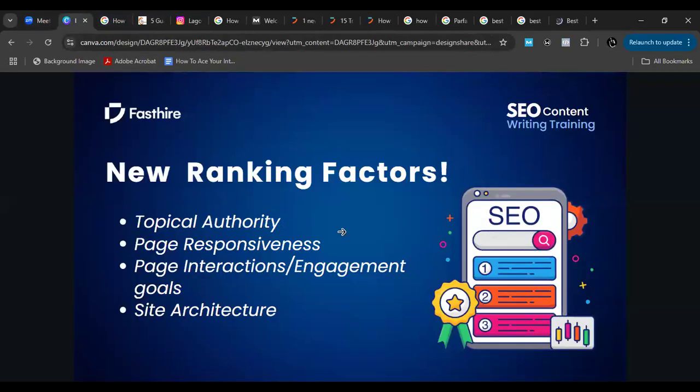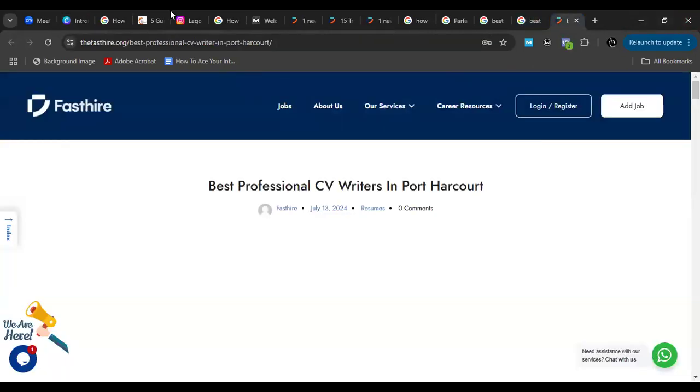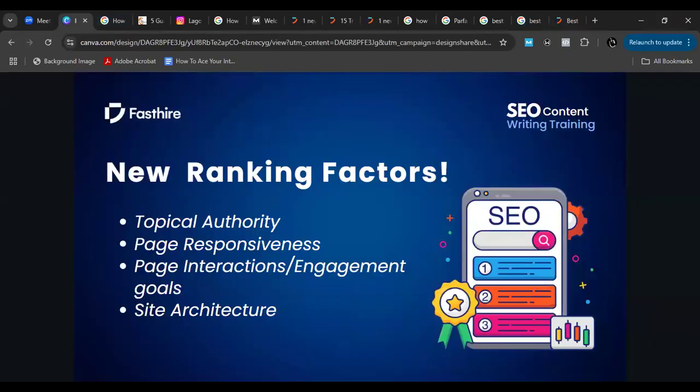That said, here are the new ranking factors: topical authority, page responsiveness, page interaction and engagement, and site architecture. Topical authority: when we talk about topical authority, how well has your page built relevance in relation to a particular area of conversation?